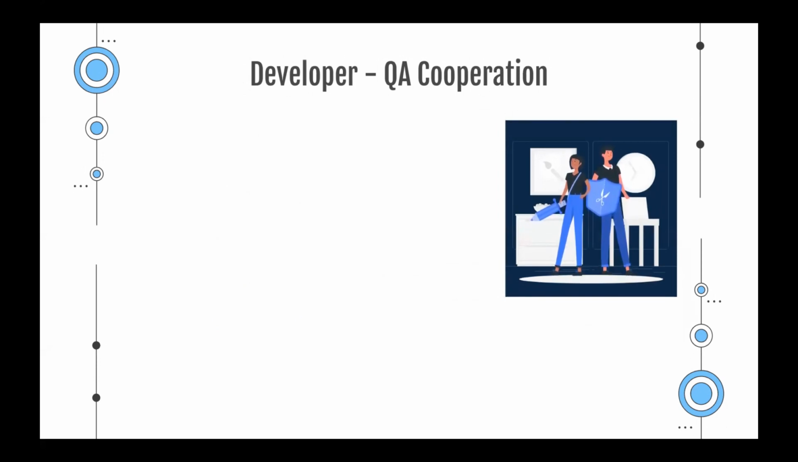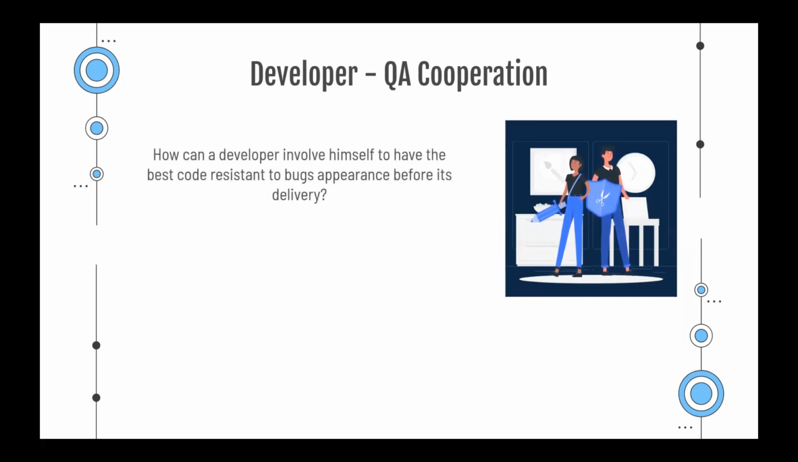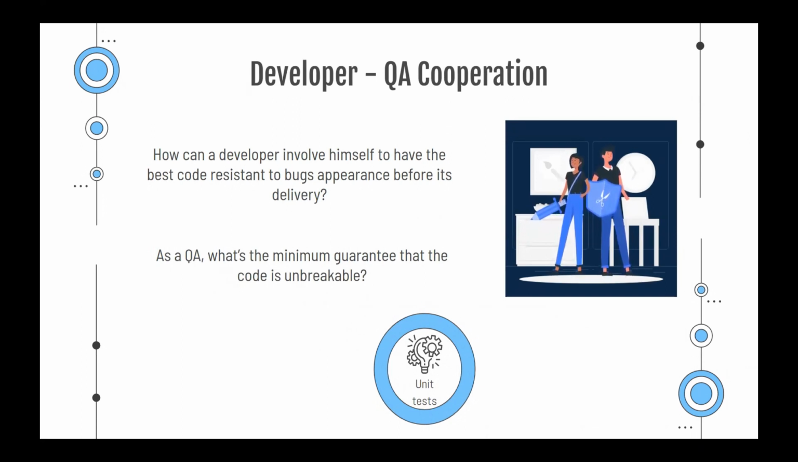the solution to such a case? It should be developer and QA cooperation. So we should cooperate to have the best code ever. The question here is, as a developer, how can I involve myself to have the best code, resistant to bugs appearing before code delivery? And for a QA, what's the minimum guarantee that the code is unbreakable? The solution here is unit tests, and the cooperation will help to understand better the writing of scenarios, because when you see a lot of bug reports from QA, you start to learn how to intend your tests to the maximum, to have a lot of coverage of all possible cases in a daily method code.